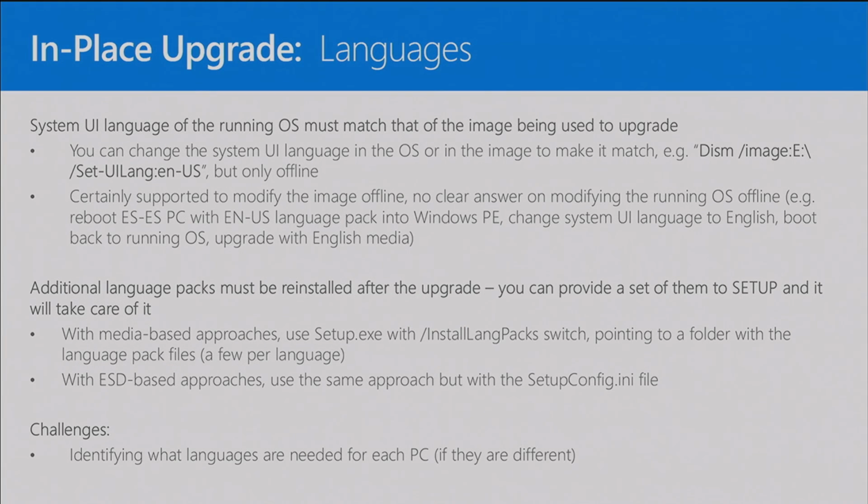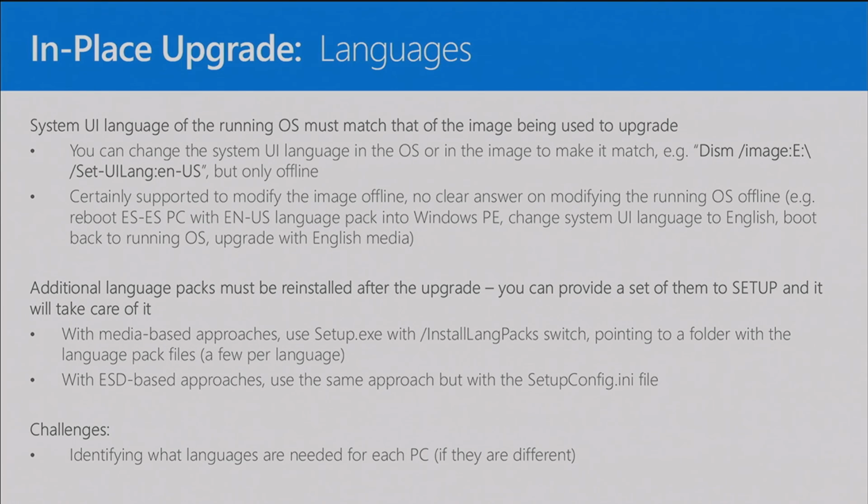Which is the next topic, which I've already mentioned. We need to make sure when we go through an upgrade that the language of the media that you're using to upgrade matches the system UI language of the OS. If you don't have a matching language, the upgrade will fail. So you can modify the OS to change the system UI language, but that can only be done offline, which makes it rather inconvenient to do. So you'd have to boot into Windows PE, change the system UI language, and then reboot back into the OS and then initiate the upgrade.